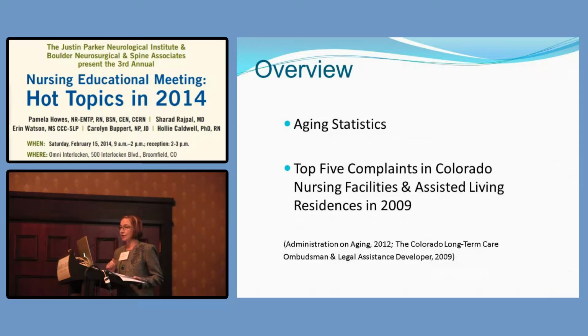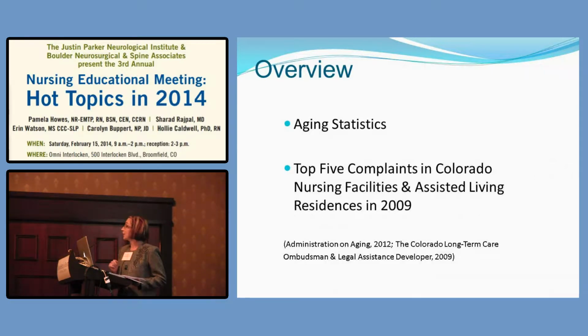So I always try to drive our statistics home to what's relevant to us here in Colorado. And the top 5 complaints that we are looking at in Colorado include quality of care. So when we look at what has been reported to ombudsman's programs here in Colorado, about 1,300 complaints were made in 2009, which is the most recent ombudsman report that I can access. About 1,300 of those were related to quality of care.